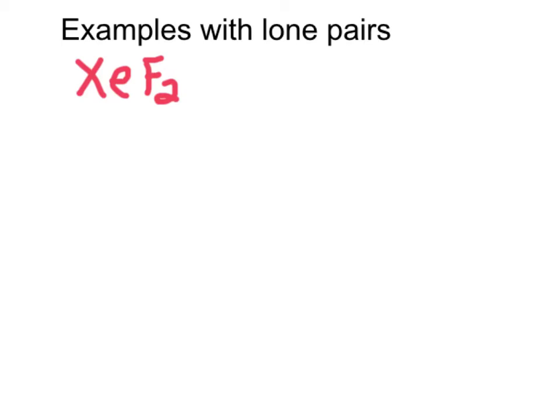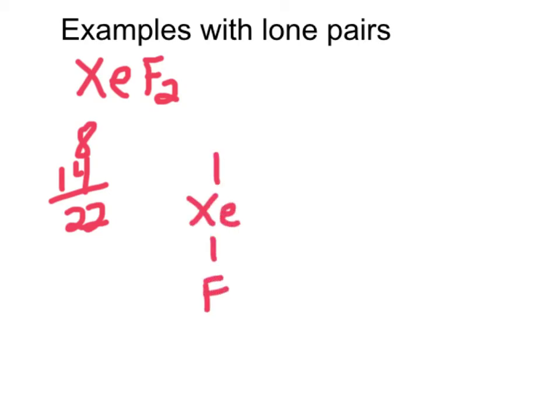So the noble gas is in group 8, so that'll be 8 valence electrons. Fluorine's in group 7. That'll give us 22 electrons total. We'll put the xenon in the center, connected to the 2 fluorines. That uses up 4 electrons, 2 electrons per bond. And now let's work on distributing the 18 electrons.